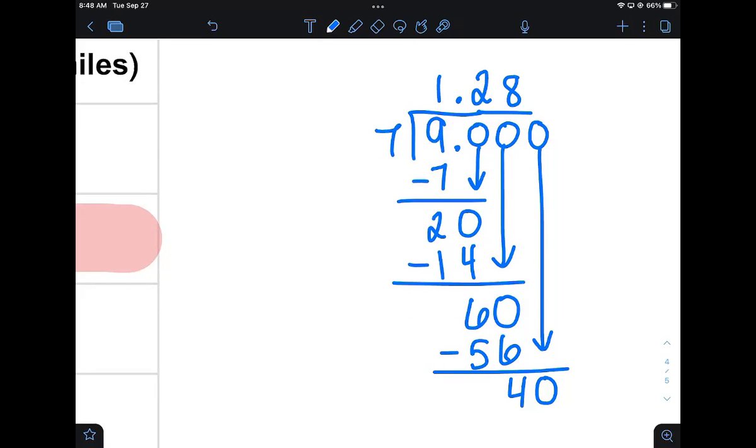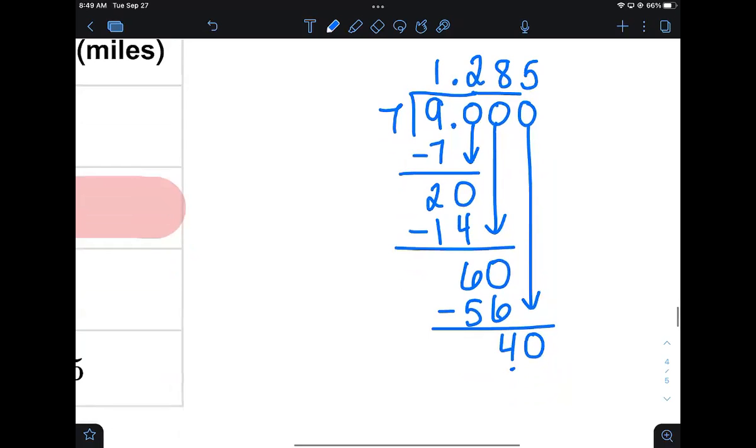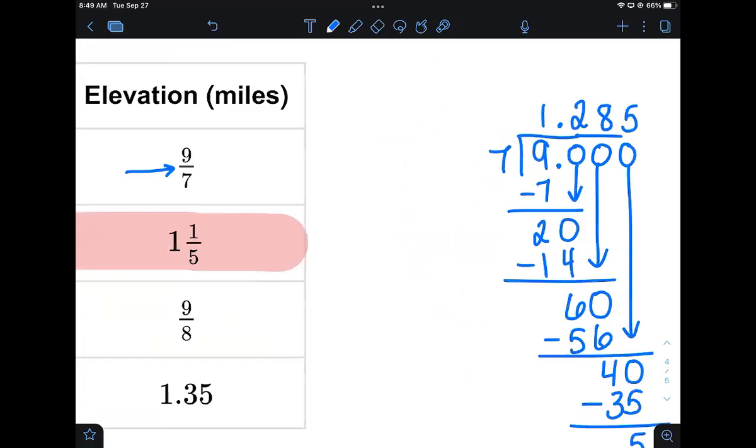So 7 into 40. Logan, how many times does 7 go into 40? 5 times. What is 7 times 5? All right, that's going to give us a difference of 5. And I'm not going to drop down the next 0. We're just going to say this is approximately 1.285.